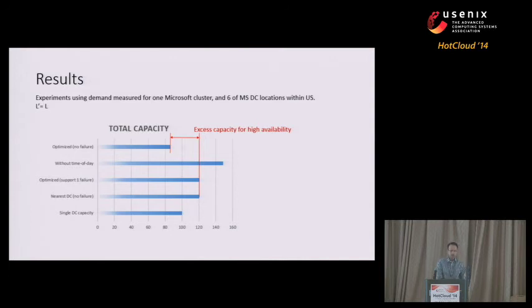The top bar is showing how much capacity I would need if I allocated capacity according to the optimization. Turns out I need even lesser capacity than the single data center case, because I'm able to use off-peak times from one data center to compensate for peak times at other locations.